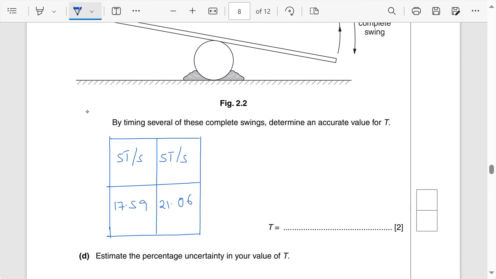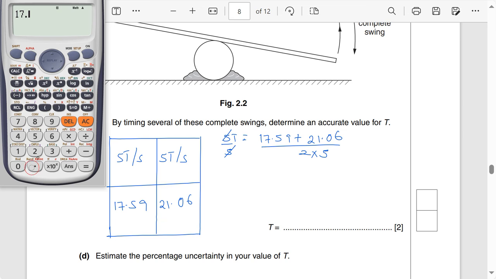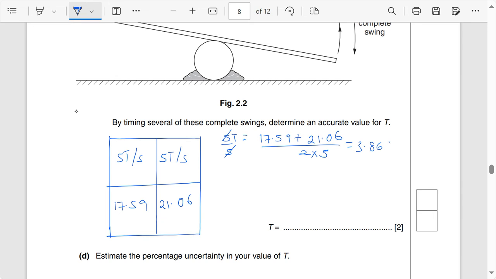So first of all, she found the average. The average of 5t is just these two divided by 2. So she got 17.59 plus 21.06 divided by 2. This is the average for 5 oscillations. But remember, we want the time for one oscillation, so she divided again by 5. So we have 17.59 plus 21.06, divided by 10 in the denominator. And she got 3.865. This is 3.865 in seconds. So that's what she got.